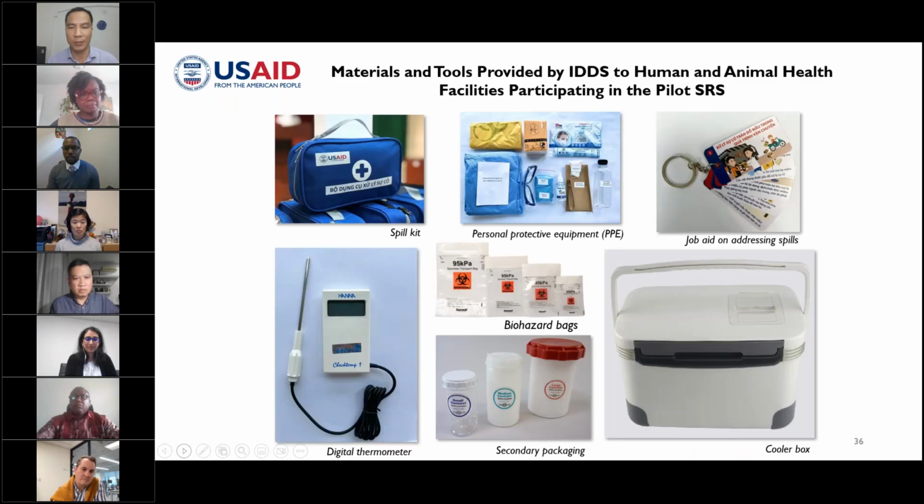I want to say that often the labs are located in some of the central, large cities in the northern, central, or southern part of the country. And here you can see some of the materials and tools that we prepare or procure to provide to participating facilities, including spill kits, PPE, and some of the other packaging materials, cold boxes, and thermometers, for example. Next slide.